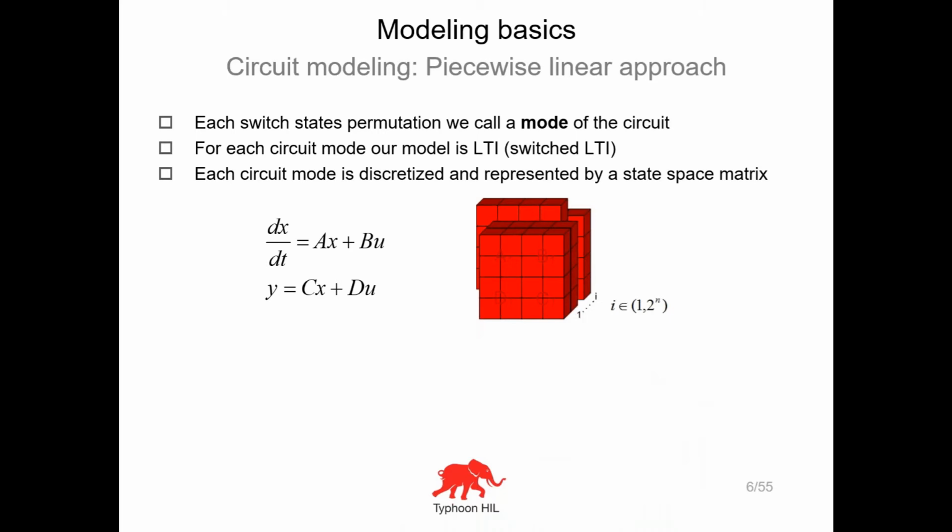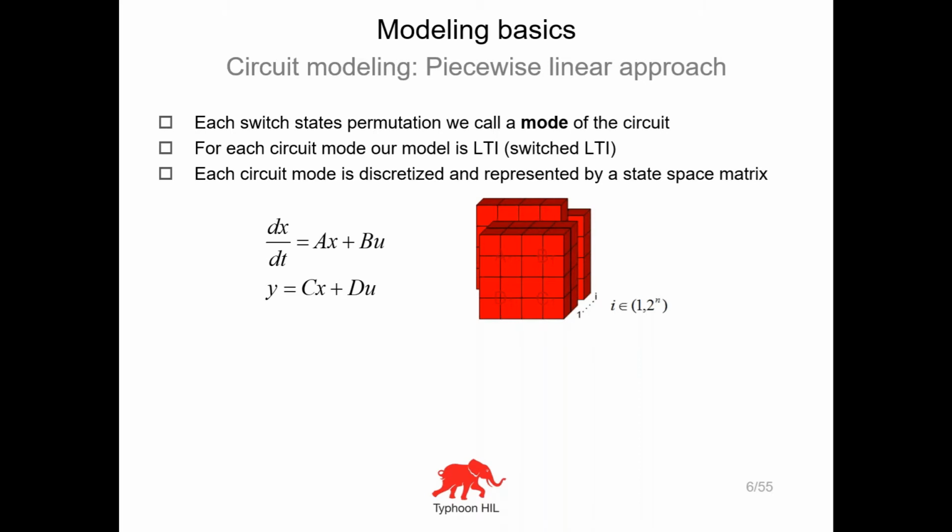Okay, so we're modeling complex power electronics and microgrid plants in real time with high fidelity. So how do we do it? Our solution to the problem is a so-called piecewise linear modeling approach. What do we mean by this?